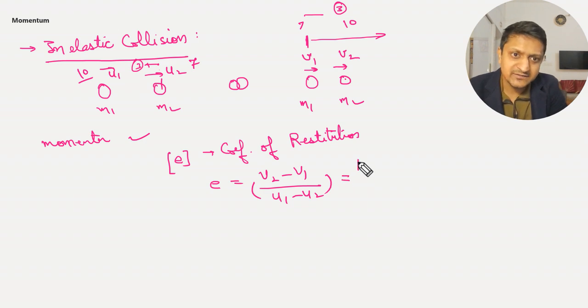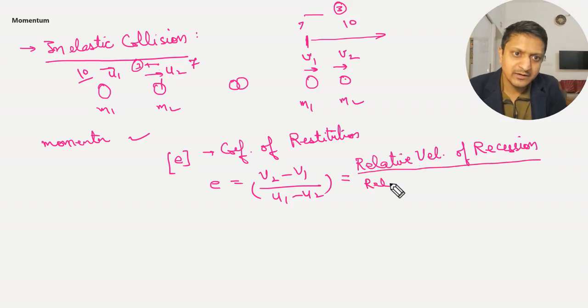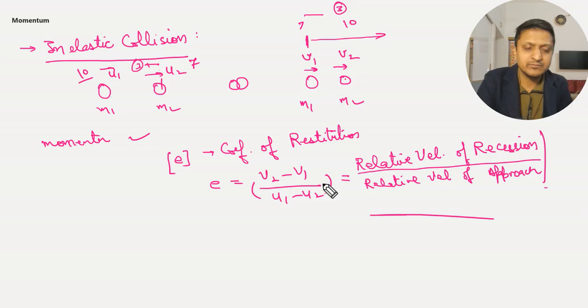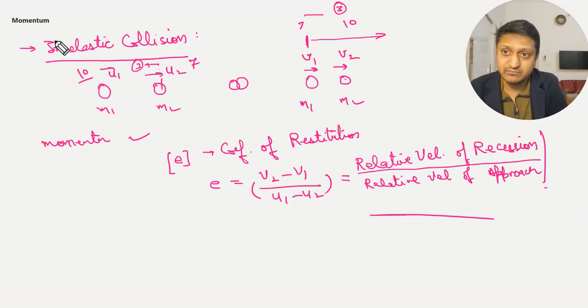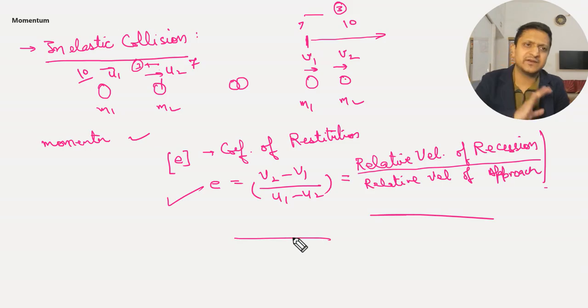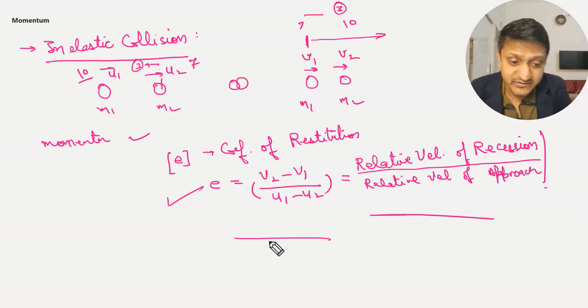So we call it the relative velocity of recession divided by the relative velocity of approach. So we use this instead because we don't have the energy formula here. We can't conserve the energy equation. So in this topic, inelastic collision, in this type of collisions, we have to use this. That's it. There is nothing much in this topic as far as AP Physics is concerned.